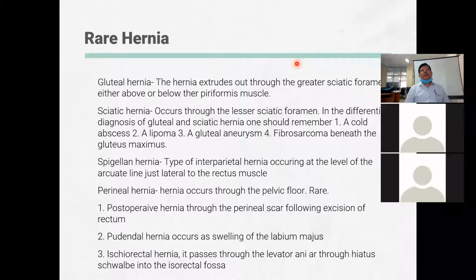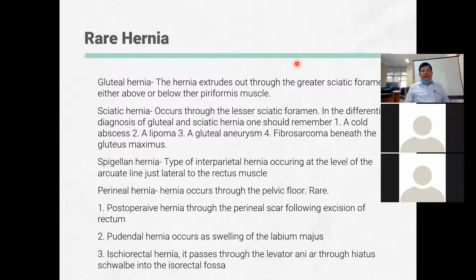The second one is pudendal hernia, which occurs mainly in females, into the labia majora. And the third one is ischiorectal hernia, where the hernia passes through the levator ani, or through the hiatus, into the ischiorectal fossa. Mainly through the levator ani muscle, which forms the pelvic floor, herniation occurs and it enters the ischiorectal fossa. It is lateral to the anal canal region. Ischiorectal hernia.